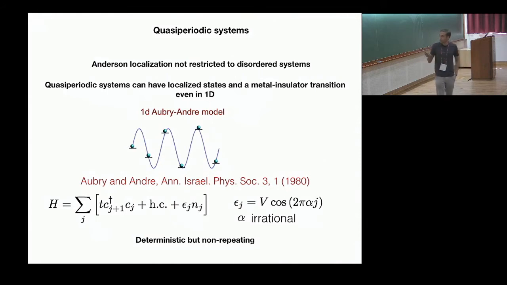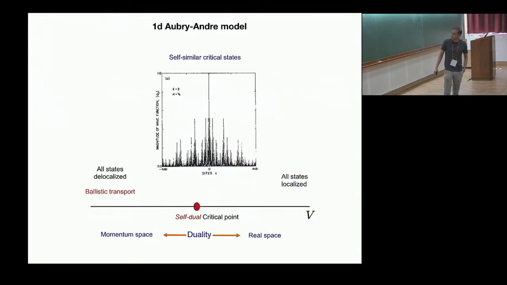However, there is, of course, a big difference between this kind of potential and having true disorder. And the difference is that this is completely deterministic, whereas a disorder potential is completely non-deterministic. So what I mean by that is here, if you know the value of the potential at some particular site j, and you know the form of the potential, you essentially know the value of the potential at every other site j. It doesn't repeat, but it's completely deterministic. And for a true disordered potential, that is not the case. So that's a difference.